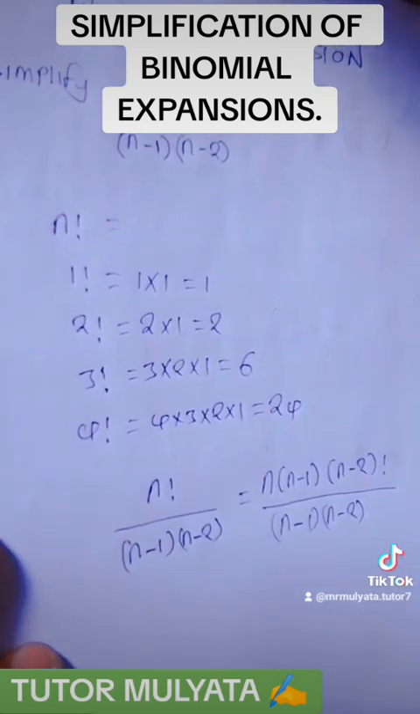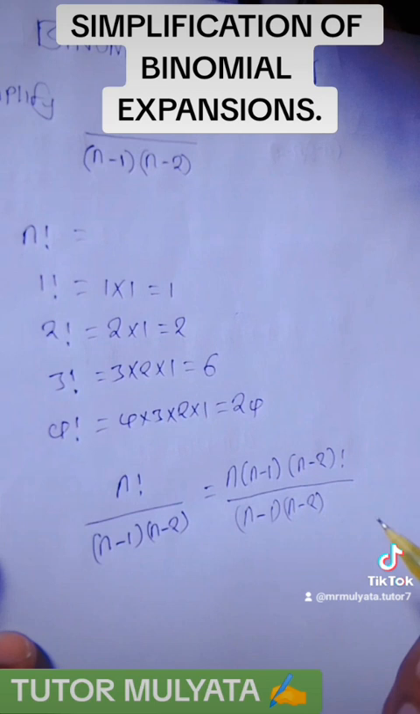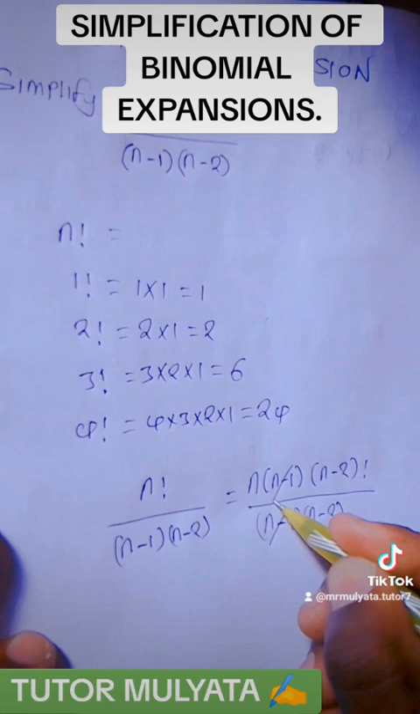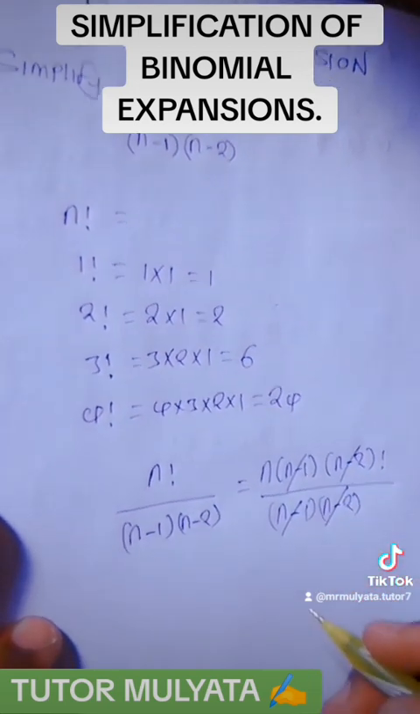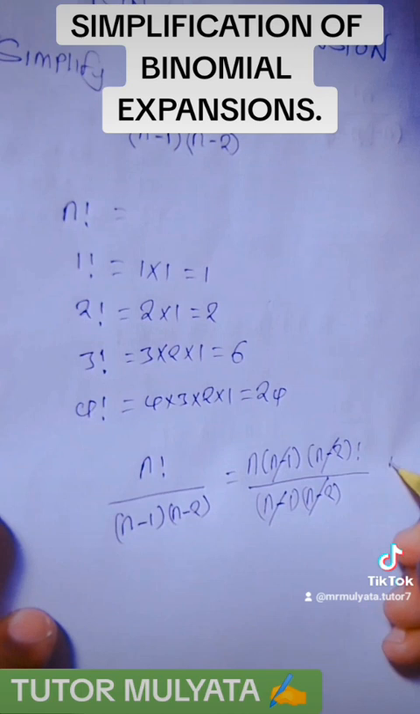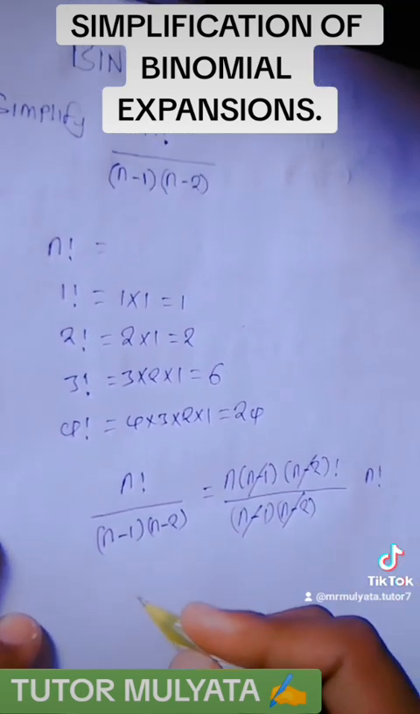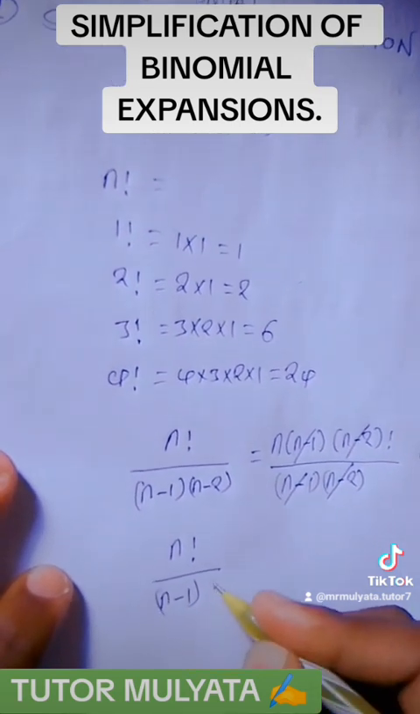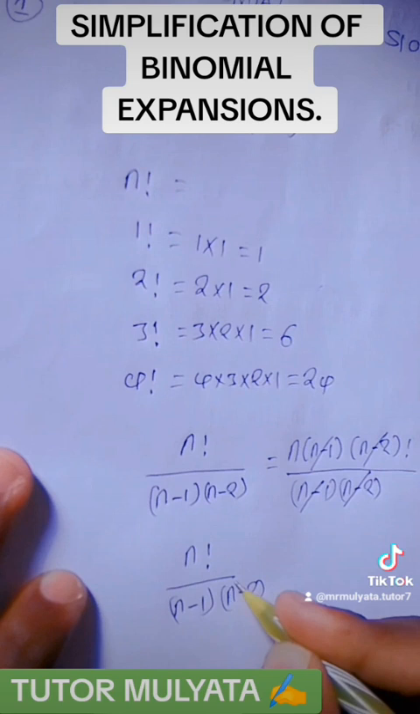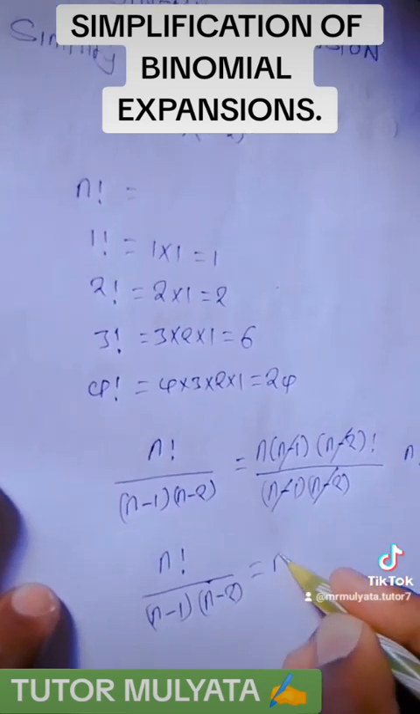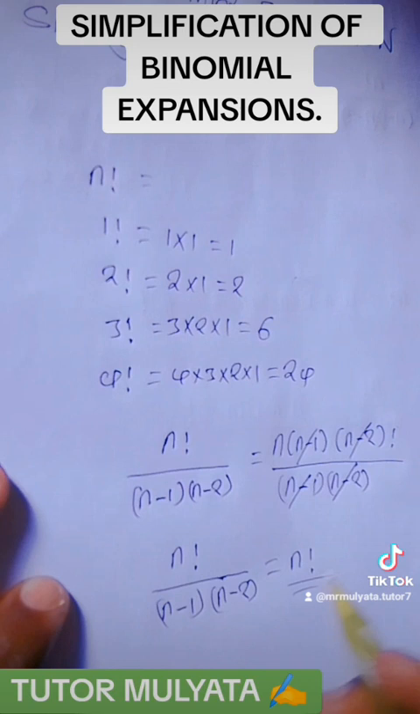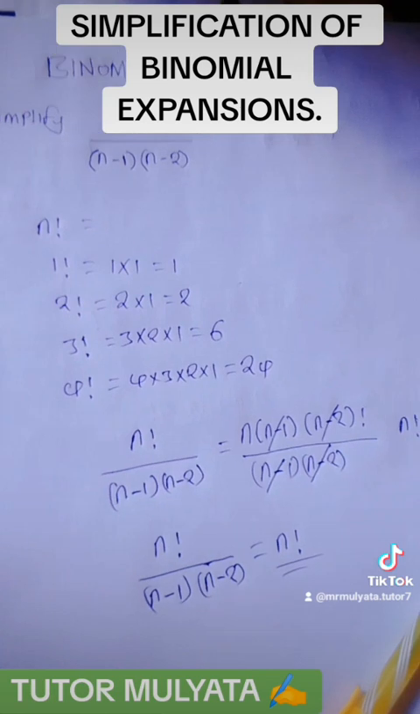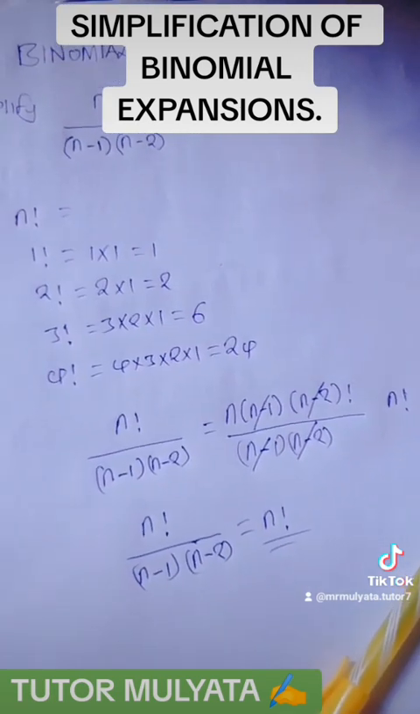After reaching there, I'm sure you're home and dry. We look at the common things which reflect twice here. This one and this one will go, and hence we remain with n factorial. So n factorial over n minus 1 and n minus 2, because in mathematics you have to conclude each and every time, is given by n factorial.